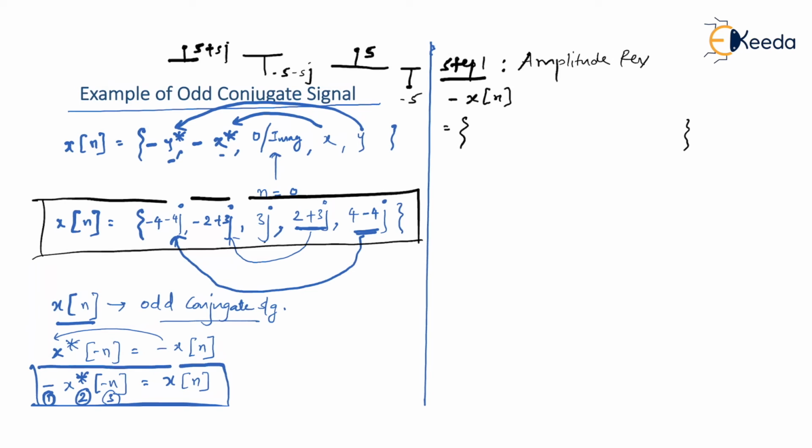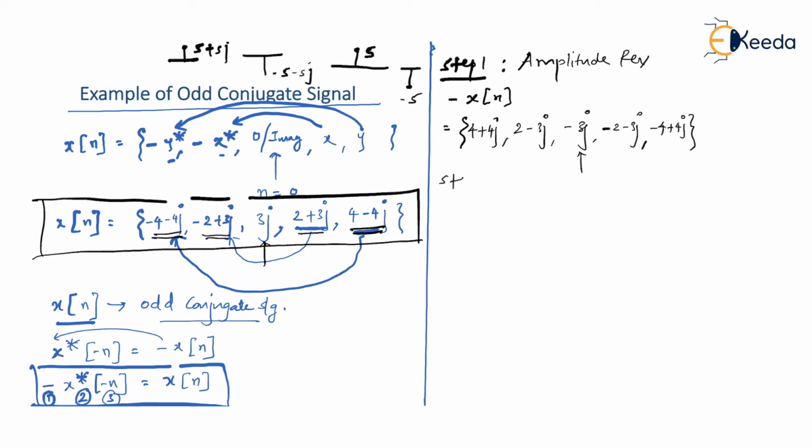Okay, let me start with the n equal to 0 position. This will become, of course, minus 3j. Then 2 plus 3j will become minus 2 minus 3j. Then 4 minus 4j will become minus 4 plus 4j. Then concentrate on this. This is minus 2 plus 3j. So after negation, it will become 2 minus 3j. And last, minus 4 minus 4j will become 4 plus 4j. Is that right? Of course, the n equal to 0 position is not going to change. It is going to remain the same.